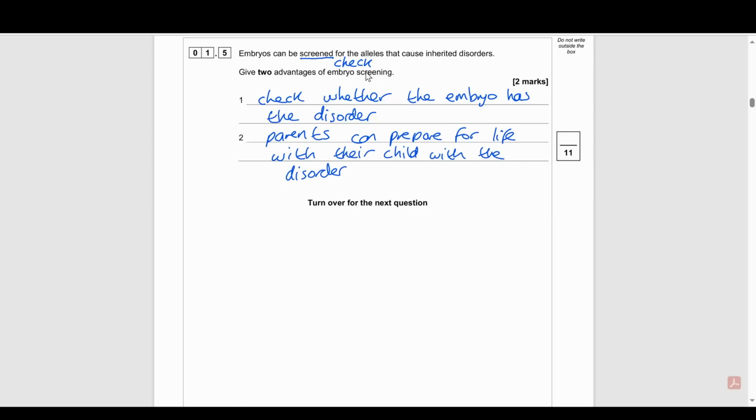Now, another possible option is the opposite. The parents could, in this number 2 case, prepare for life with their child with a disorder, but the parents could then decide that they don't want to have a child if they're going to have this disorder. So they can go through termination of this embryo or potential life. So they have a choice of doing that.